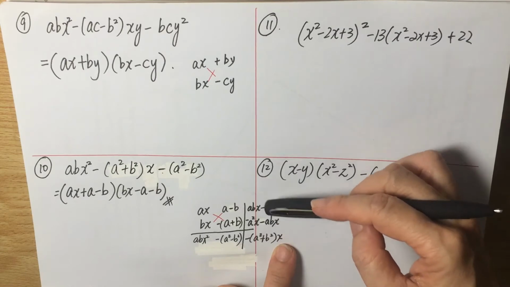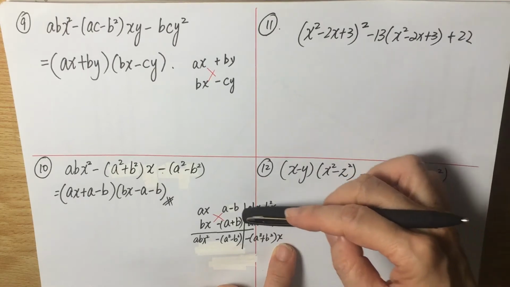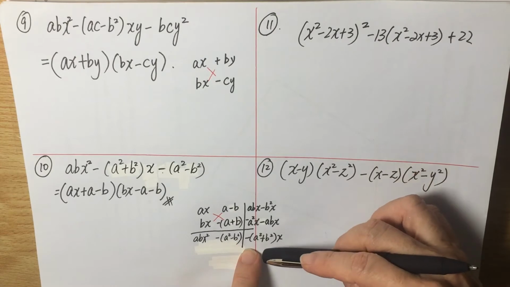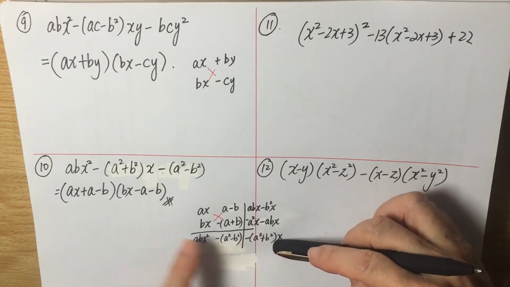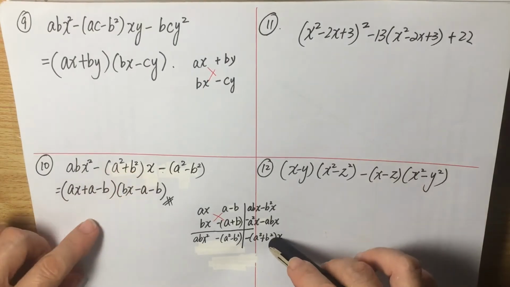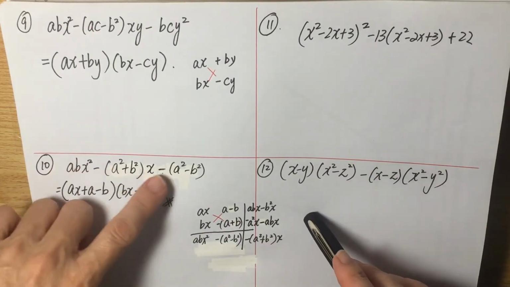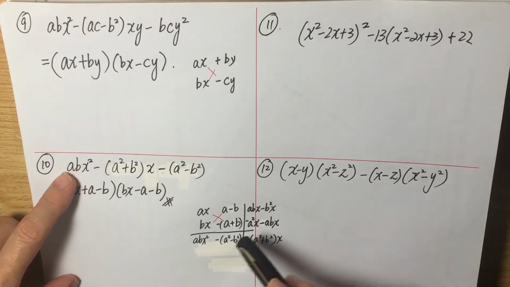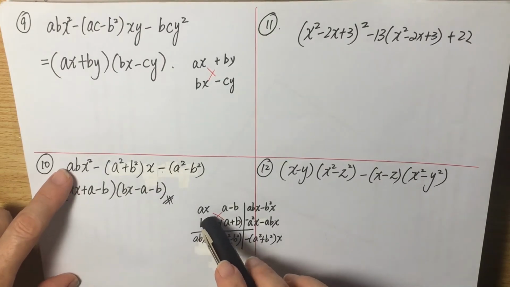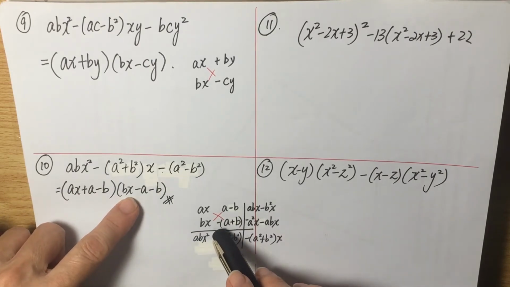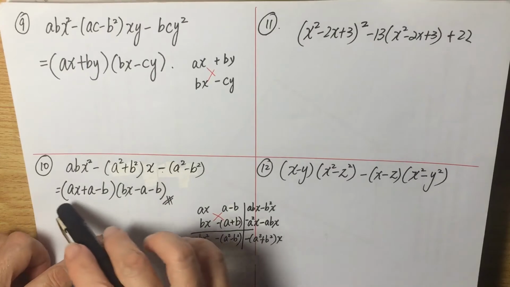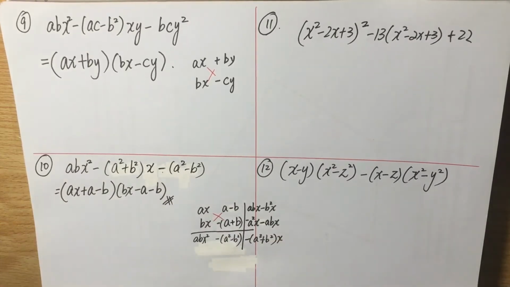The abx, 1 plus 1 minus cancel out. So I'm getting negative a squared and b squared, which is this term. So therefore, this quadratic expression can be factorized to be ax plus a minus b, and bx minus a minus b. So these two are the factors. Okay, these two are the factors.